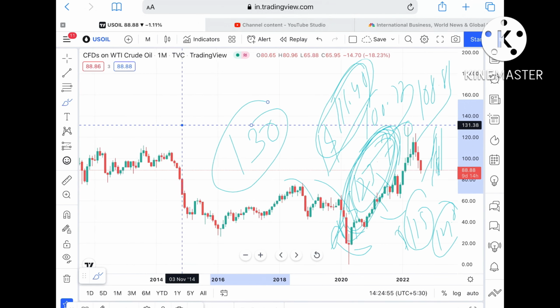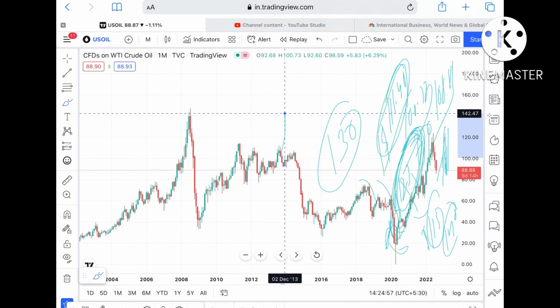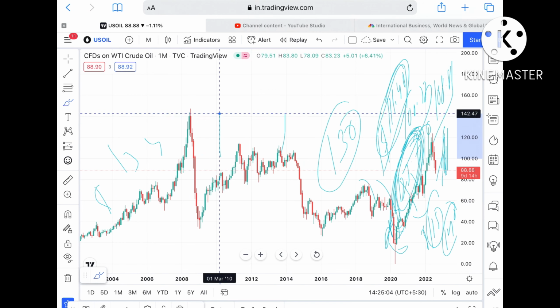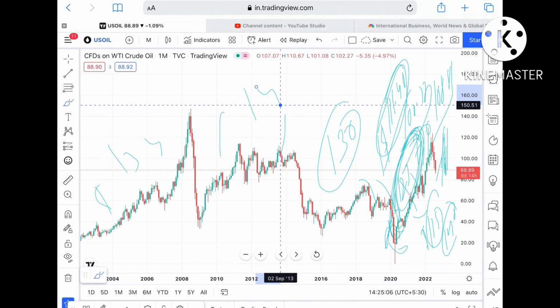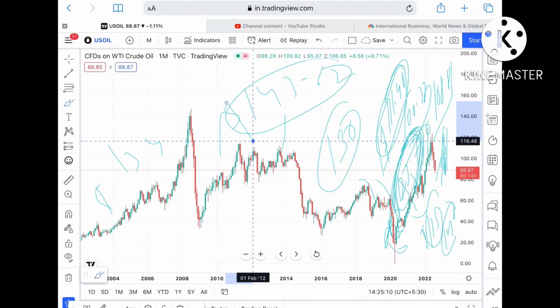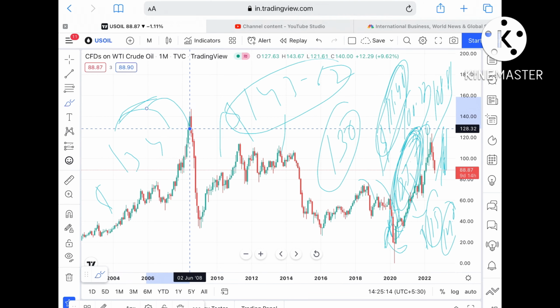If the price goes above 130, we can see it go further upside, and there is a probability of touching a level of 134, and if that level also sustains, then we can see it go to a level of $143.62, and from there we can see a sharp fall, because every time we have seen it make a new high, we have seen a sharp fall.